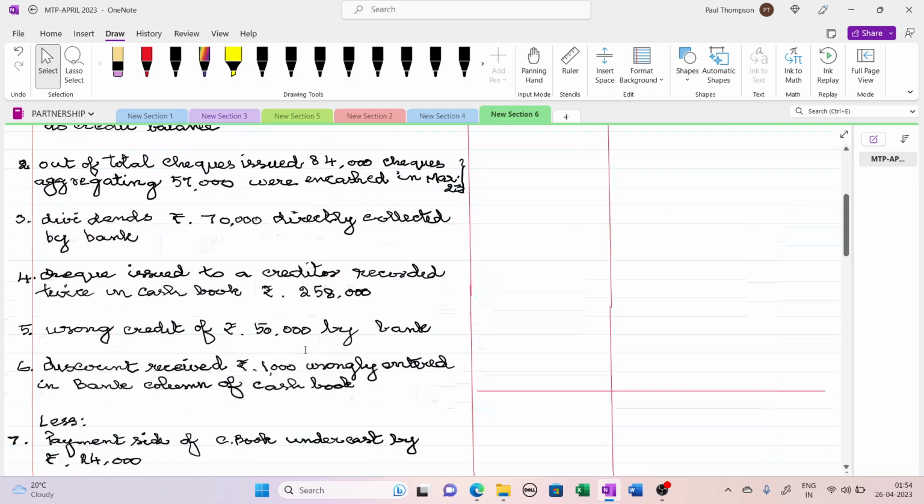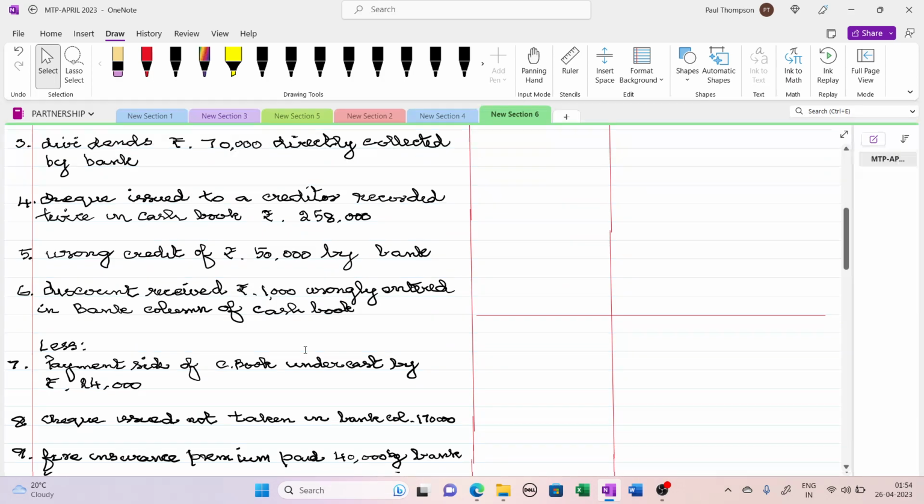Okay, so now come to the less one. The payment side of the cash book was undercast by 24,000. So the bank has reduced 24,000 from our balance. This is clear to all of you, because we have made a mistake, but the bank will not make a mistake because the check has gone to the bank. So they would have reduced 24,000.